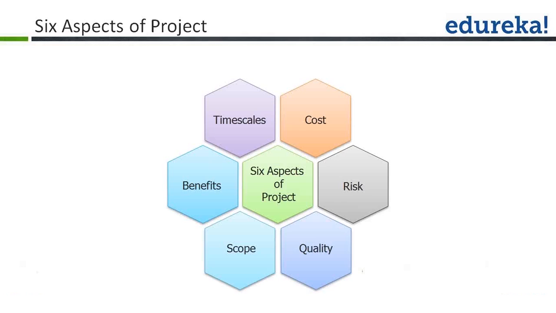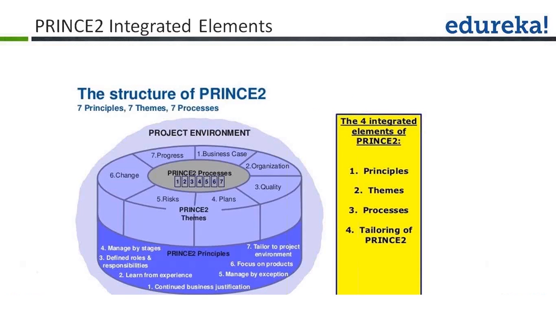Risk tells you about the uncertainties that can impact the project objectives positively or negatively. As an example, if the aggregated value of risk goes beyond a threshold, escalation should be made to the appropriate level of management. Now, this is in brief about the 6 aspects of the project in PRINCE2.